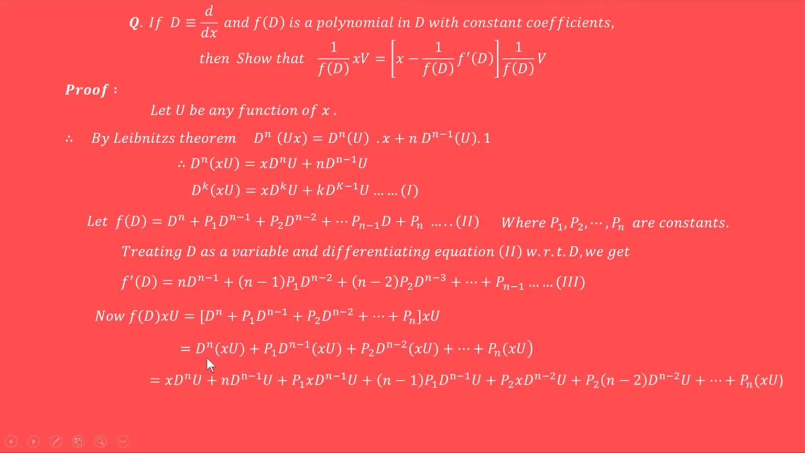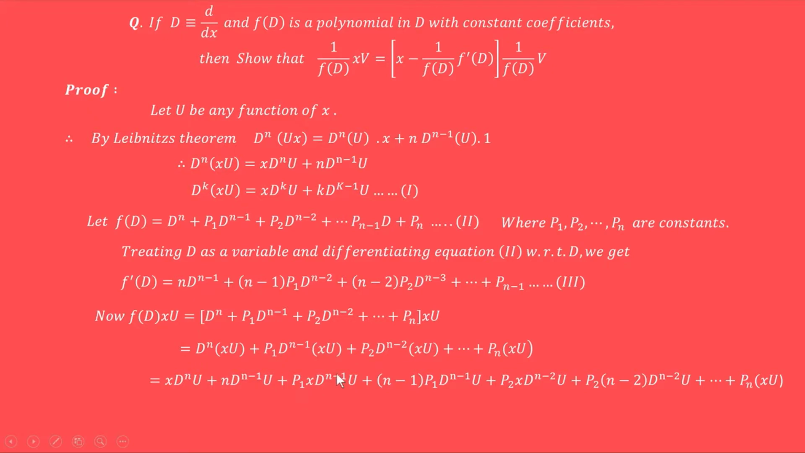Now find out the nth derivative by using Leibniz theorem, which we will find in equation number 1. See equation number 1: D raised to k of xu is equal to x D raised to k u plus k D raised to k minus 1 u. Now see the first term. In the first term, we require the nth derivative of xu. So instead of k, put n. So we get D raised to n xu plus p1 D raised to n minus 1 xu. Now we have to find the derivative of the second term, the (n minus 1) derivative of xu. So instead of k, put n minus 1. So we get this term, and continue like this. Now observe this equation.